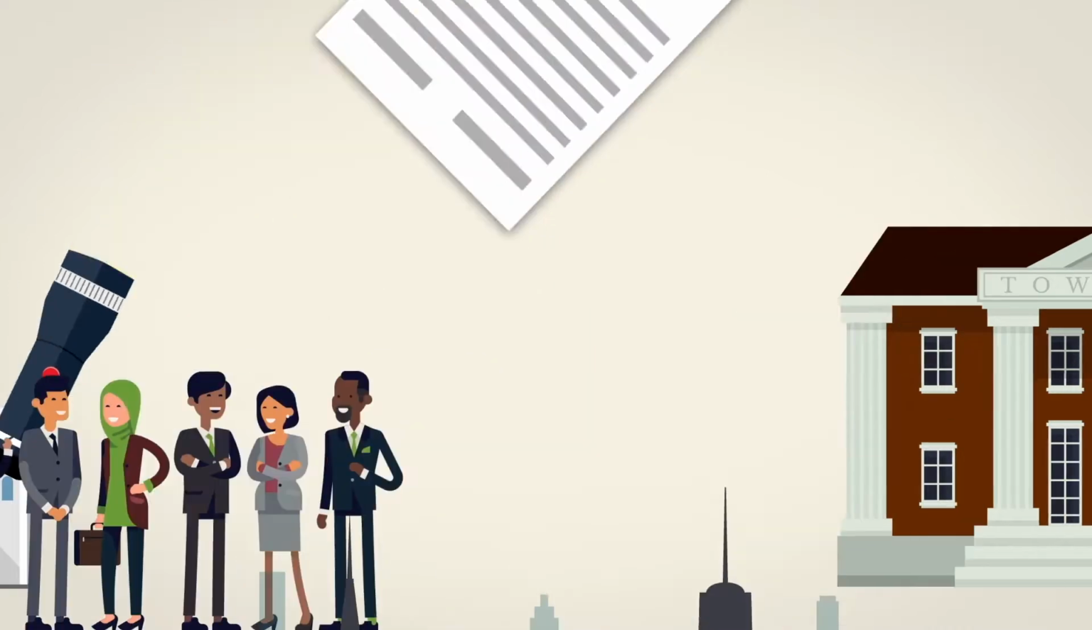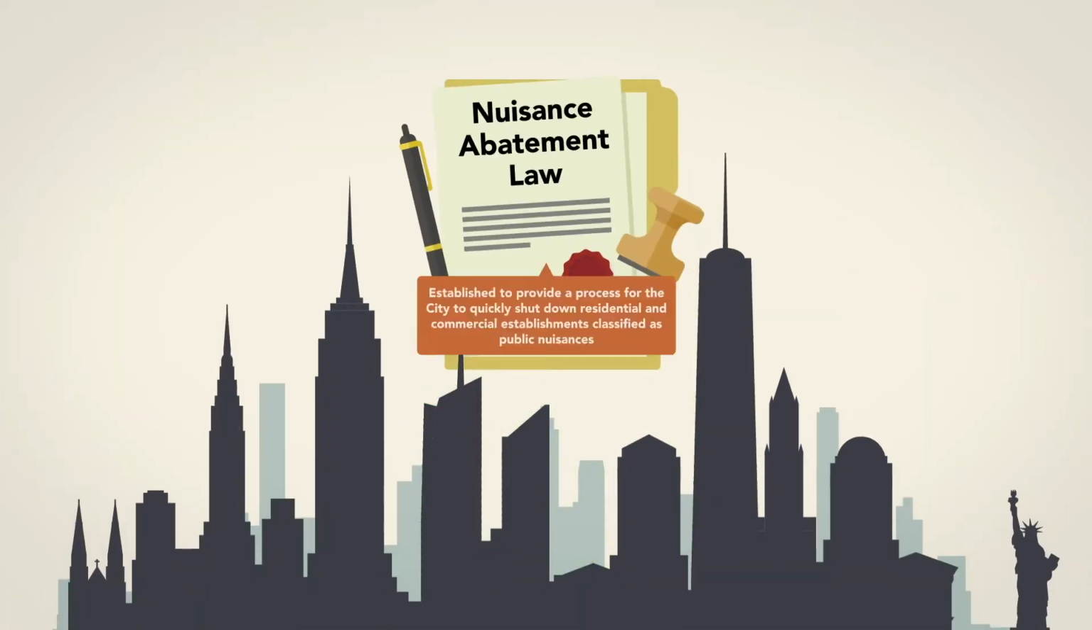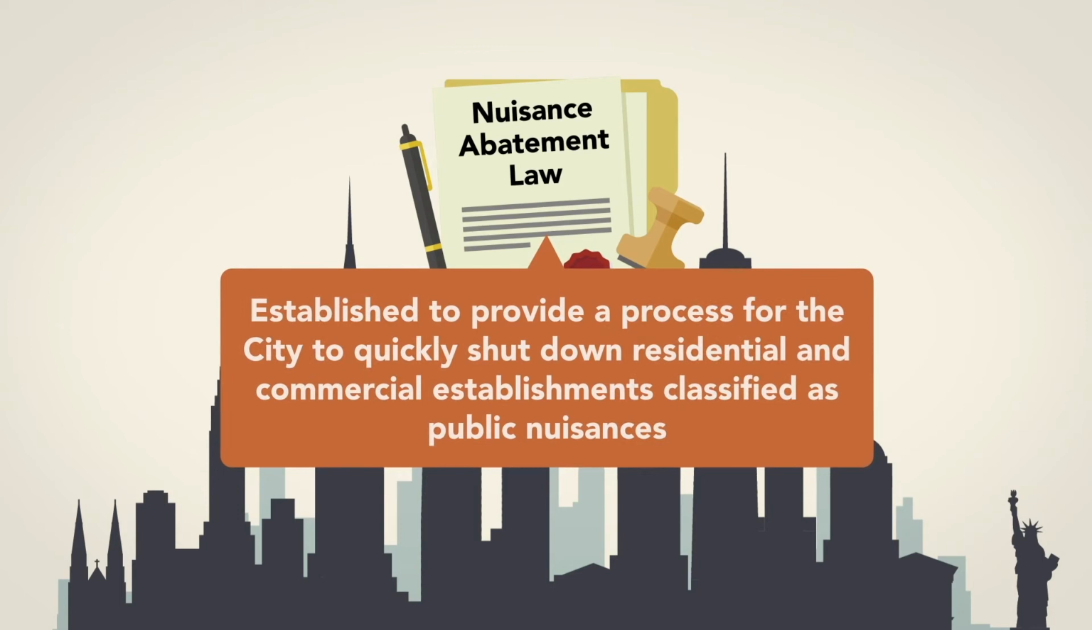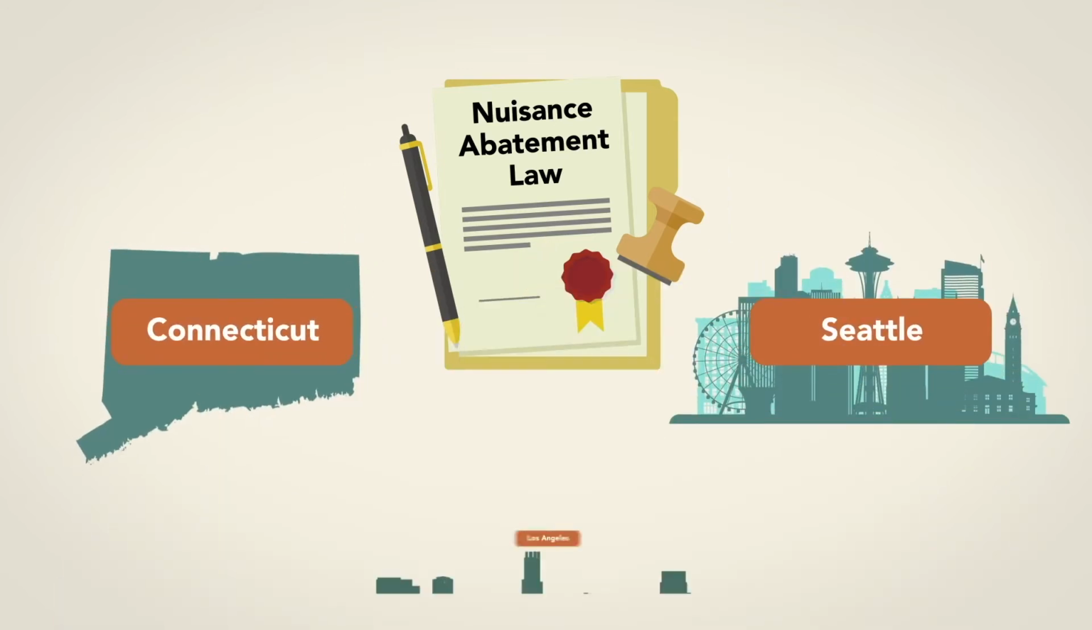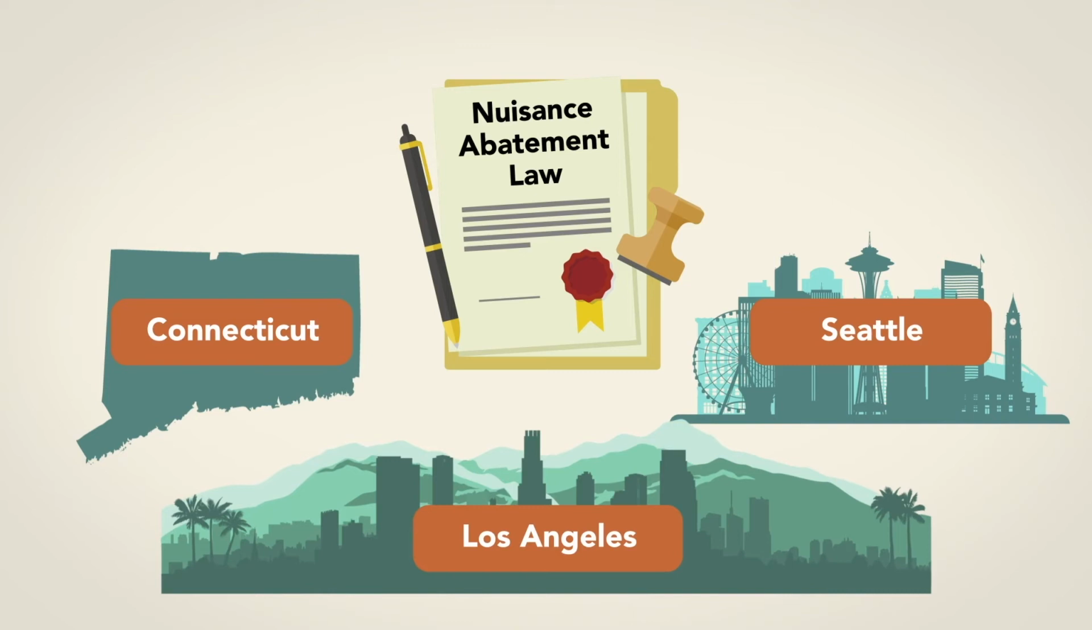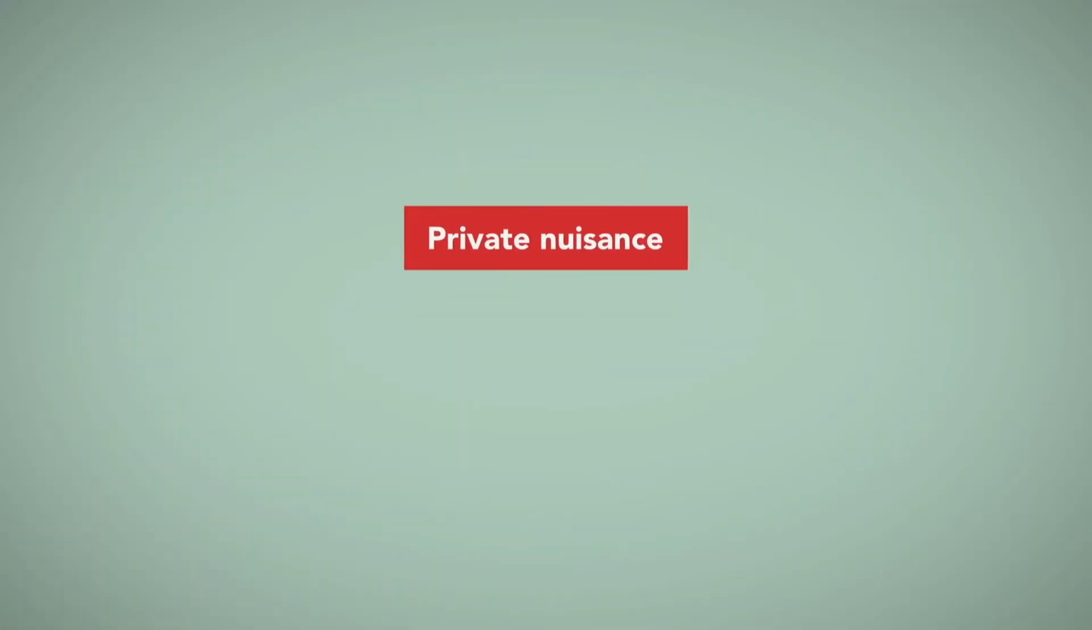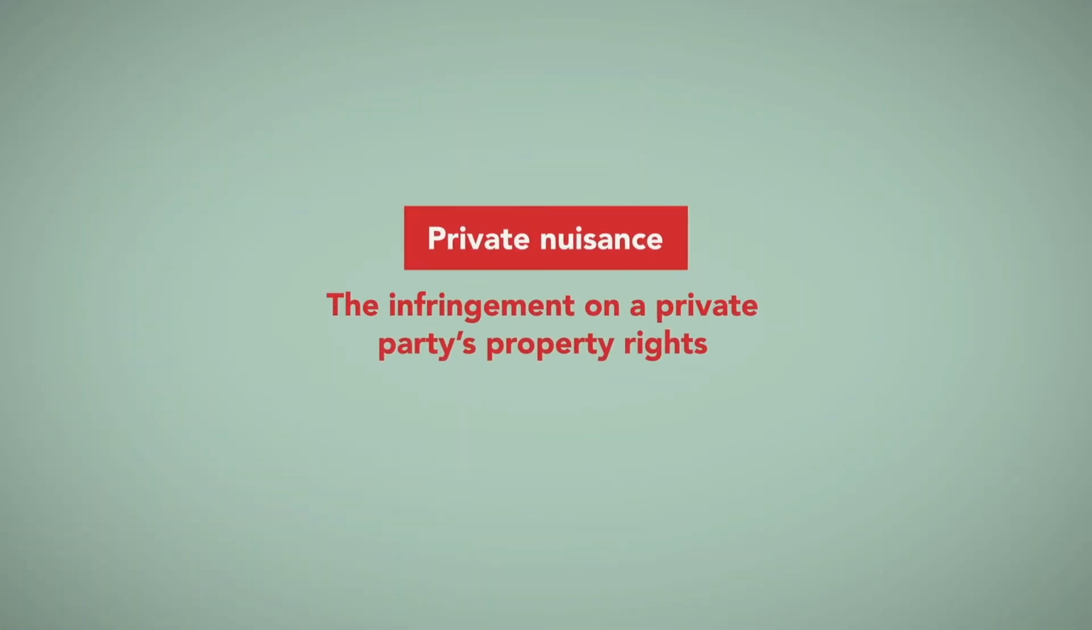For example, New York City's nuisance abatement law was established to provide a process for the city to quickly shut down residential and commercial establishments classified as public nuisances. The state of Connecticut, as well as the cities of Seattle and Los Angeles, also maintain nuisance abatement policies. Private nuisance is the infringement on a private party's property rights.